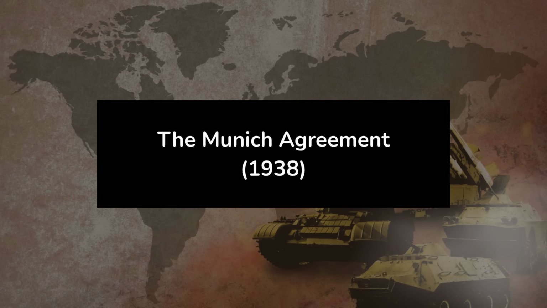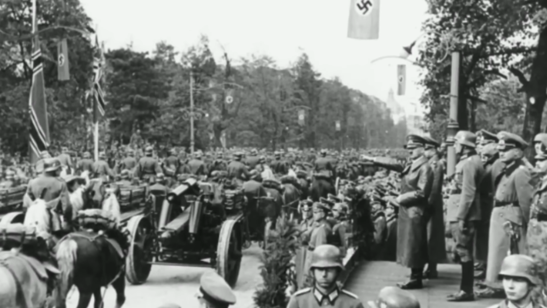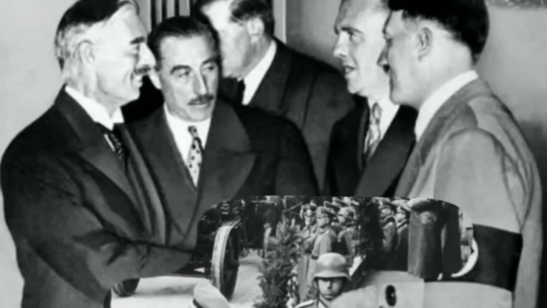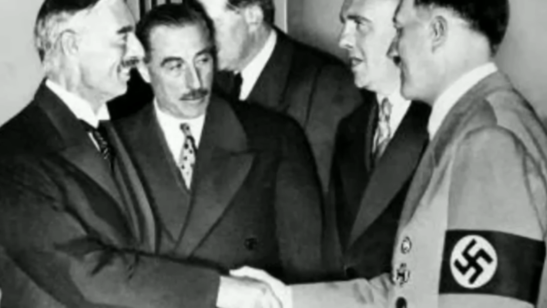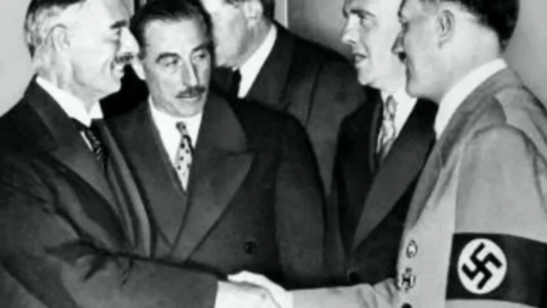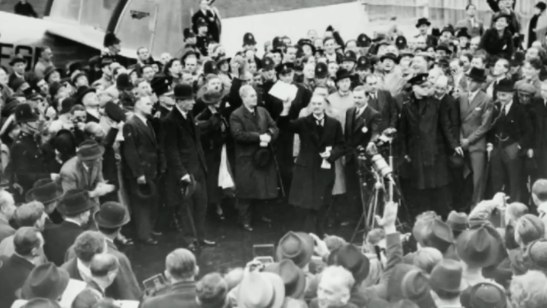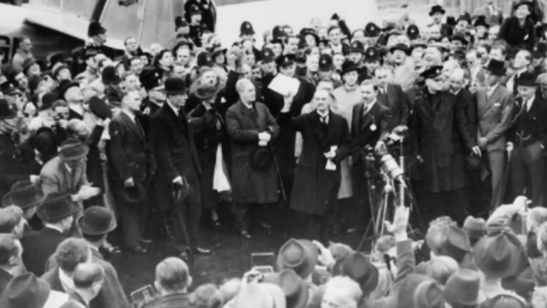8. The Munich Agreement, 1938. In 1938, Britain and France allowed Germany to annex the Sudetenland, a German-speaking part of Czechoslovakia, in exchange for a promise of no further expansion. This policy of appeasement failed, as Hitler continued his territorial ambitions. The Munich Agreement is now seen as a critical mistake that emboldened Nazi Germany.